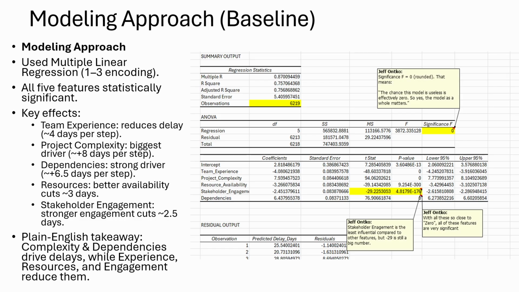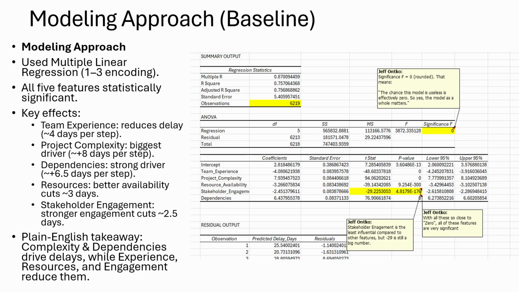And if your stakeholders are really involved in your project, as we all know, that's a positive thing. So that cuts about 2.5 days of delay. As you can see with the p-values, all being pretty much close to 0, all of these features are very significant. Of the group, stakeholder engagement is the least influential, but even so, the number is still quite large.